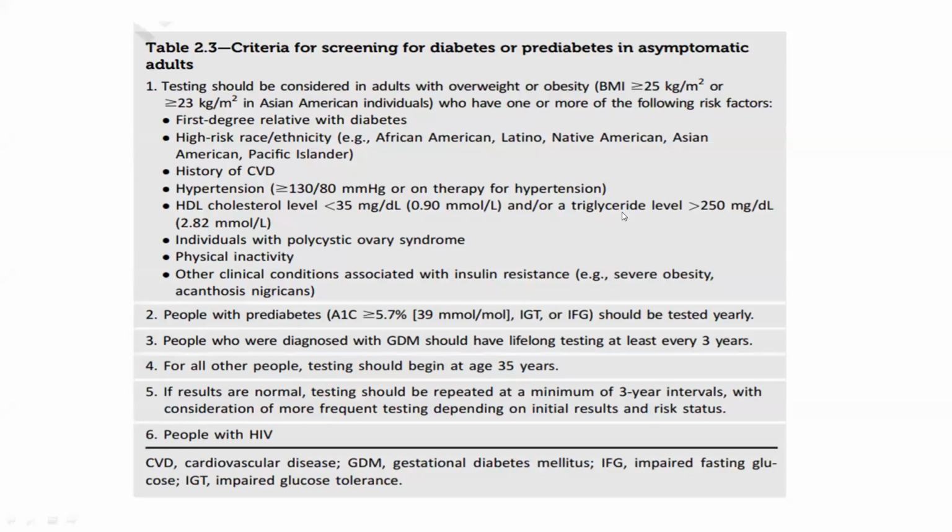And there's another category who warrants screening. They are the pre-diabetes population. I'll come into details of pre-diabetes later in the slides. And the next category would be patients who were diagnosed with GDM. They should be tested at least every 3 years. And for the rest of the people, irrespective of any other factor, the screening test should begin at the age of 35 years. The next category would be people with HIV, especially before starting antiretroviral treatment.